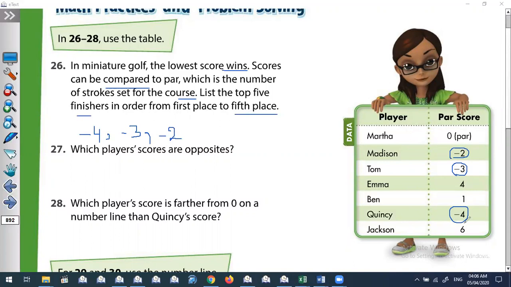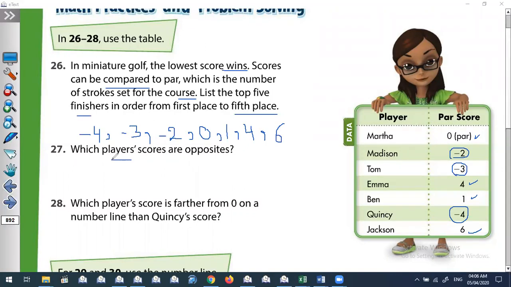Now move to the positive. We still have 6, 1, 4, 0. The smallest one is 0. And after that, 1. After 1, 4. After 4, 6. And you can write names instead of these numbers. Like negative 4 is Quincy. Negative 3 is Tom. Negative 2 is Madison, and so on. You can write the names, no problem.